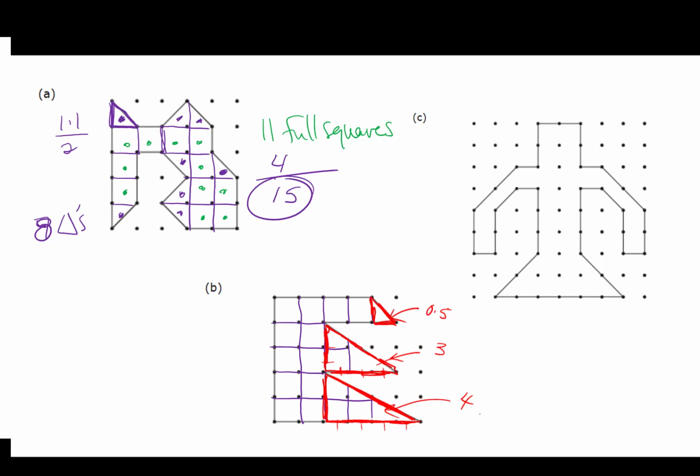So there's my triangles. Now I'm just going to count the full squares, but I'm not going to include the squares that are inside of the red triangles. 1, 2, 3, 4, 5, 6, 7, 8, 9, 10, 11, 12. So I'm going to take all those numbers and add them to 12 to get a total of 19.5. We're going to do one more.